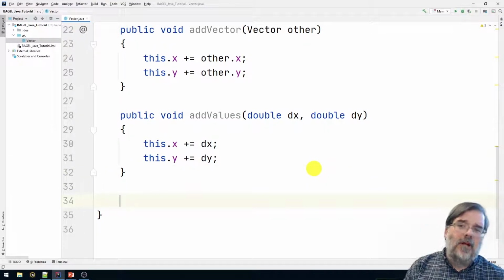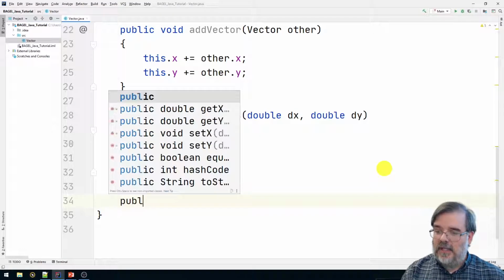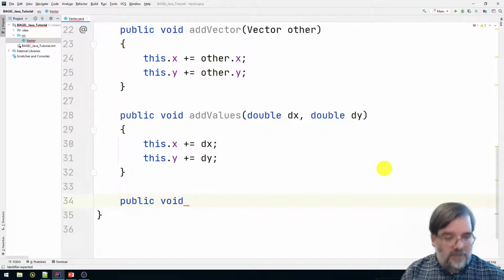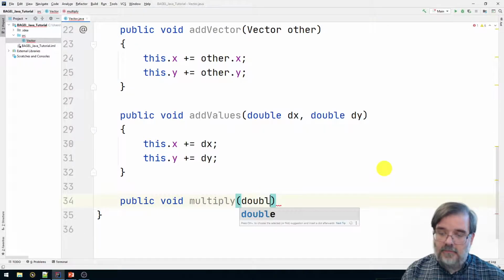The other mathematical operation we're going to make quite a lot of use of is scalar multiplication. It's when we multiply both parts of this vector by a constant. I'll just call that public void multiply.